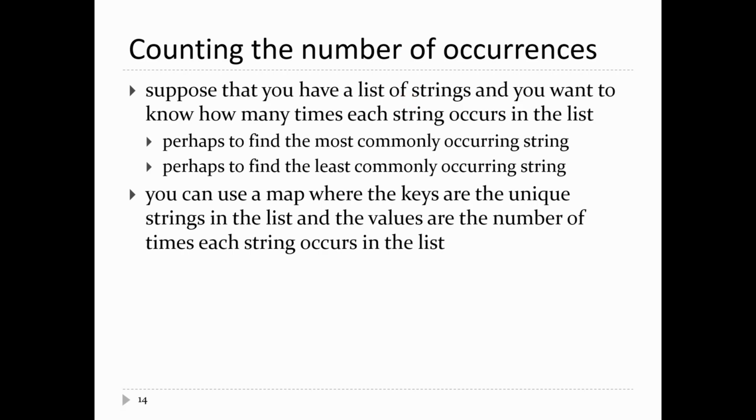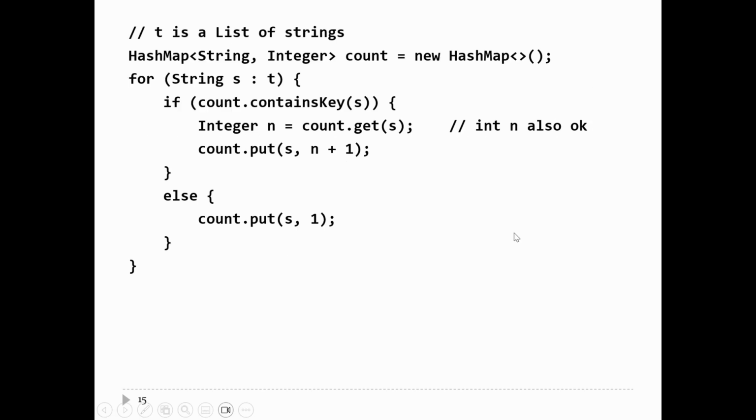So here I'm going to search a list of strings. I want to know how many times each string occurs in the list. There's lots of reasons why you might want to do this. You might want to know what is the most commonly occurring string, what is the least commonly occurring string, how many times does each string occur on average, and so on and so forth. So the idea here is that you create a map. Your key becomes a word, a string, where the string will be a word in your list, and the value will be the number of times that word appears in the list.